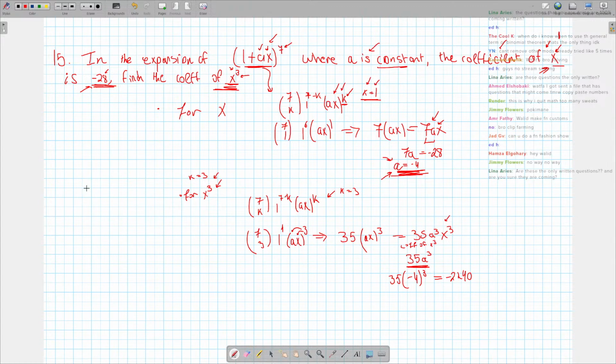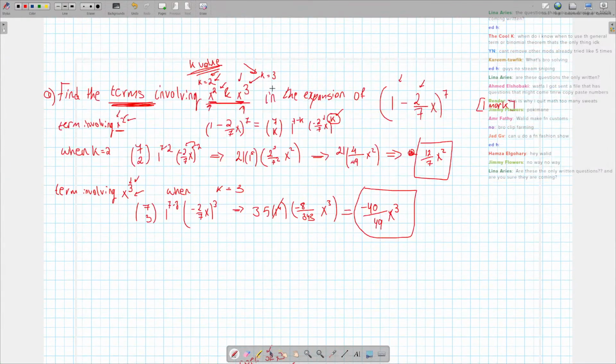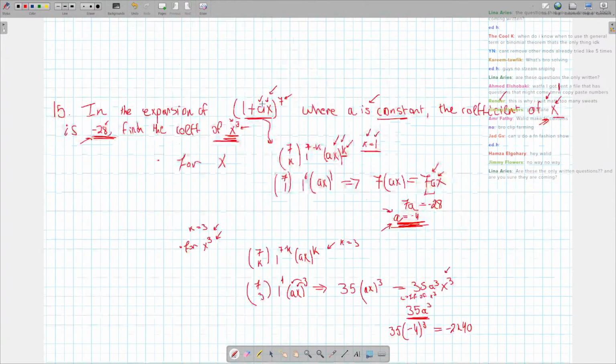Last year's written, okay? When do I know when to use the general term or binomial theorem? If you use the general term, it's when they're asking for a specific term or when they're talking about a specific term. Like in this question, they said involving the x square and x cube term, right? Here, they said the coefficient of x and coefficient of x cube. They're talking about specific things, okay?